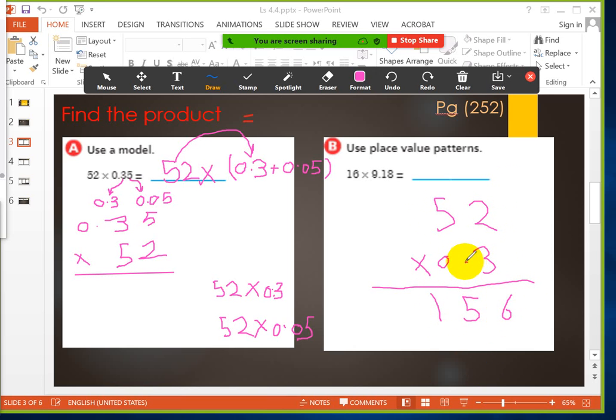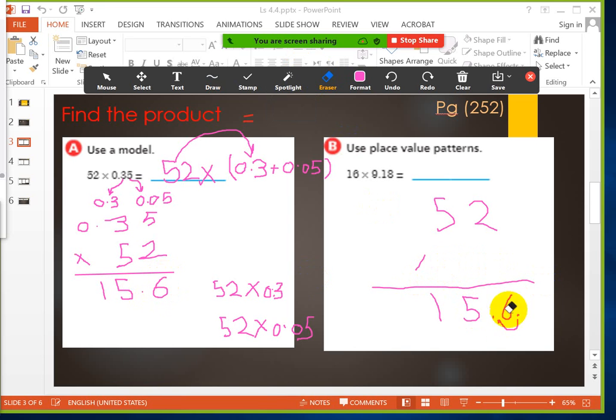What about the decimal point? Look, I have only one digit after the decimal point. That means I have to put one digit after the decimal point in the answer. I have to move the decimal point only one digit. The decimal point is here. I will move it and put it right here. So this is the first answer, 15.6. What about the second one?